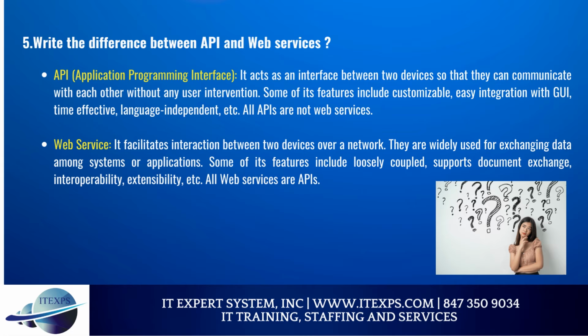Write the difference between API and web services. API, Application Programming Interface, acts as an interface between 2 devices so that they can communicate with each other without any user intervention. Some of its features include customizable, easy integration with GUI, time-effective, language-independent. All APIs are not web services. Web service facilitates interaction between two devices over a network. They are widely used for exchanging data among systems or applications. Some of its features include loosely coupled, supports document exchange, interoperability, extensibility. All web services are APIs.